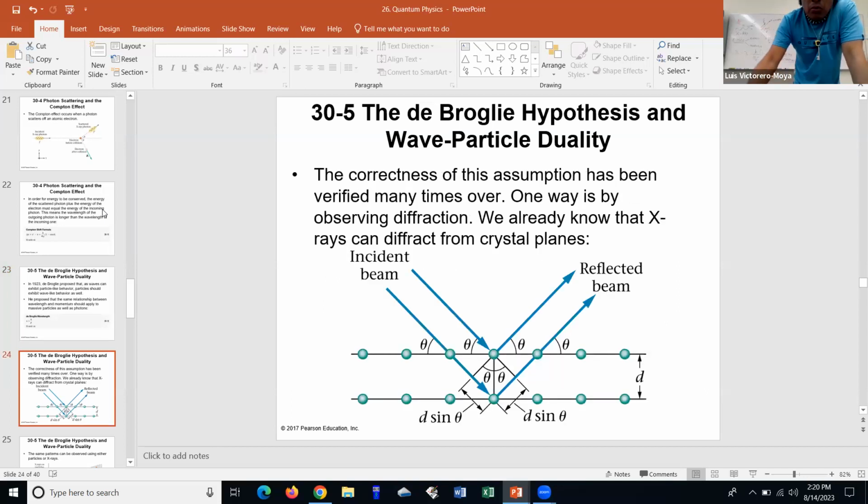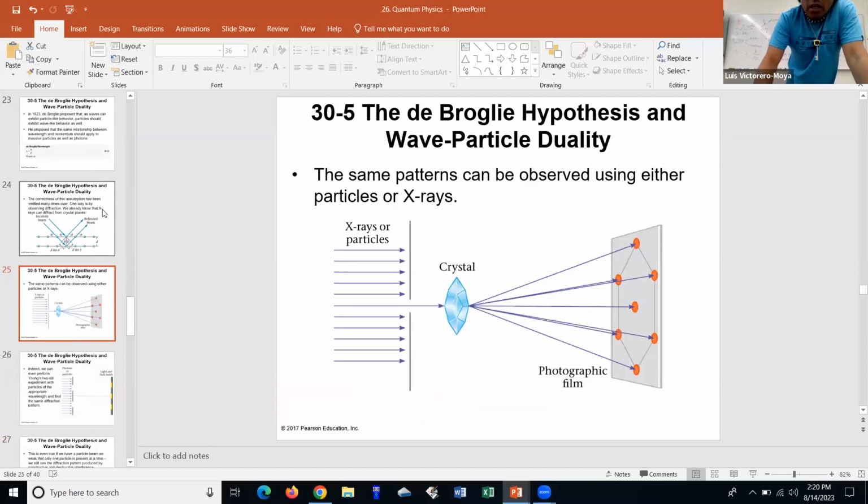The first experiment will be this one, the diffraction using X-ray radiation, right? You have incident and you have reflected beams. They are light, so the law of reflection will work. And you remember your d sine theta was the difference in path length. So he found that for crystal planes. And that will lead us to the diffraction of X-ray particles, right?